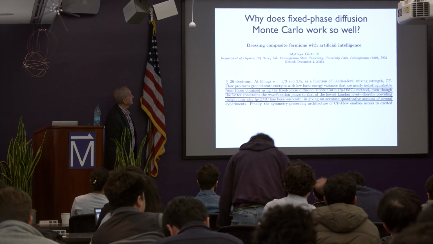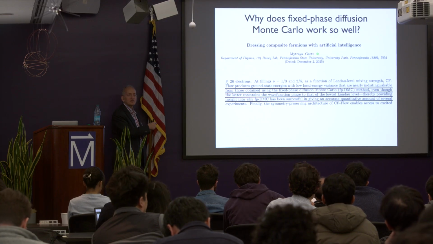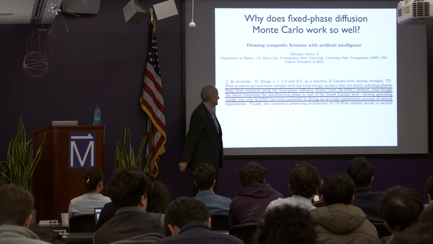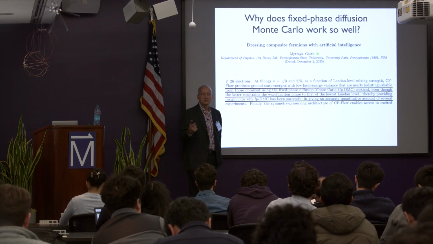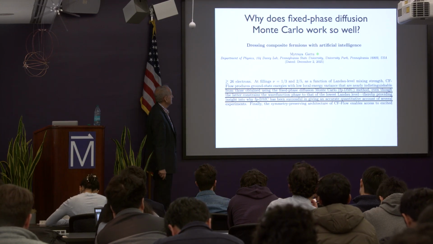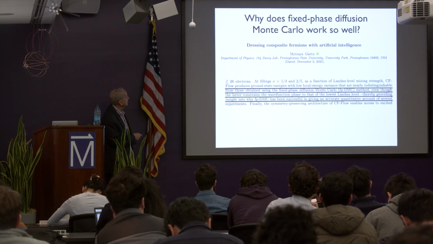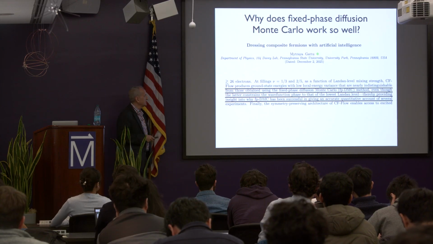So one question was, why does the fixed phase diffusion Monte Carlo work so well? I showed you earlier results for spin phase transitions. These are results for competition between fractional Hall states and crystals. We don't know why it works so well, but there's another evidence in favor of this. This is a student of mine who did this work. He is a super student.